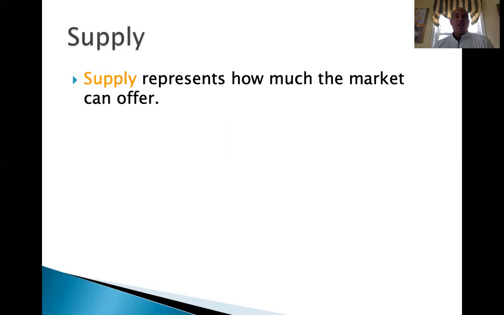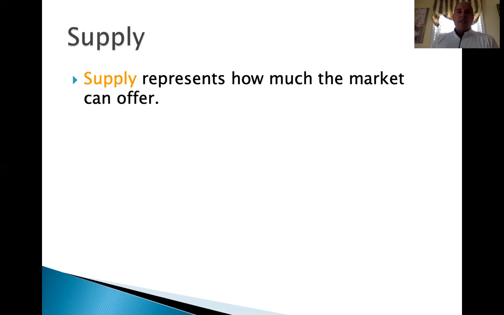Supply represents how much the market can offer. We're seeing this play out in this crisis. There's a global demand for toilet paper. There's a global demand for PPE or face masks, and it should not surprise anyone that the supplies of these have been stretched. So we're into what is known as a shortage, because people are demanding more of those products.